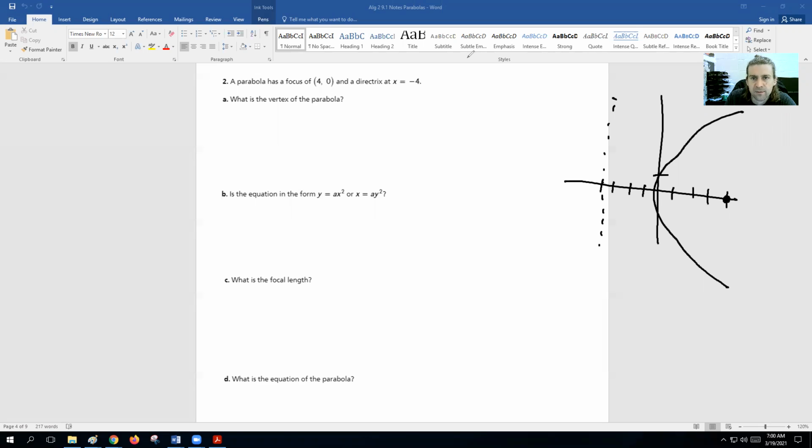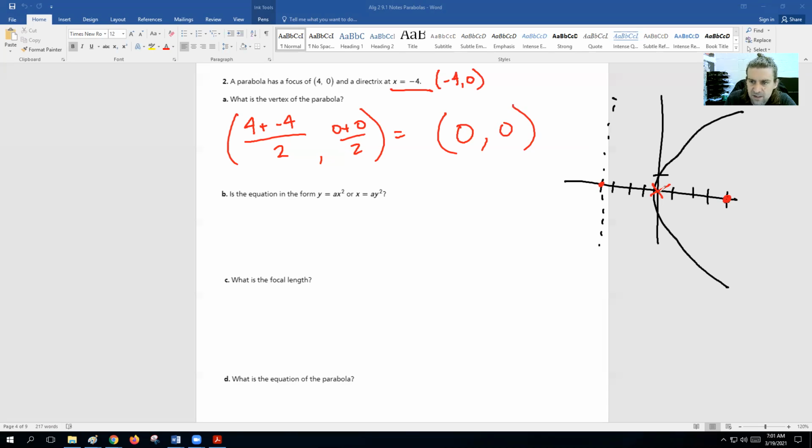Okay, where's the vertex of the parabola? Now, the vertex of the parabola we know is equal distance from the focus to the directrix. So we have to find the midpoint of that. Technically, we can think of the directrix as the point -4, 0. And the midpoint of that: 4 plus -4 divided by 2, and then 0 plus 0 divided by 2. That would be 0 and 0. So the vertex is right here at 0, 0. That's going to be really important for what we're going to do later on today.